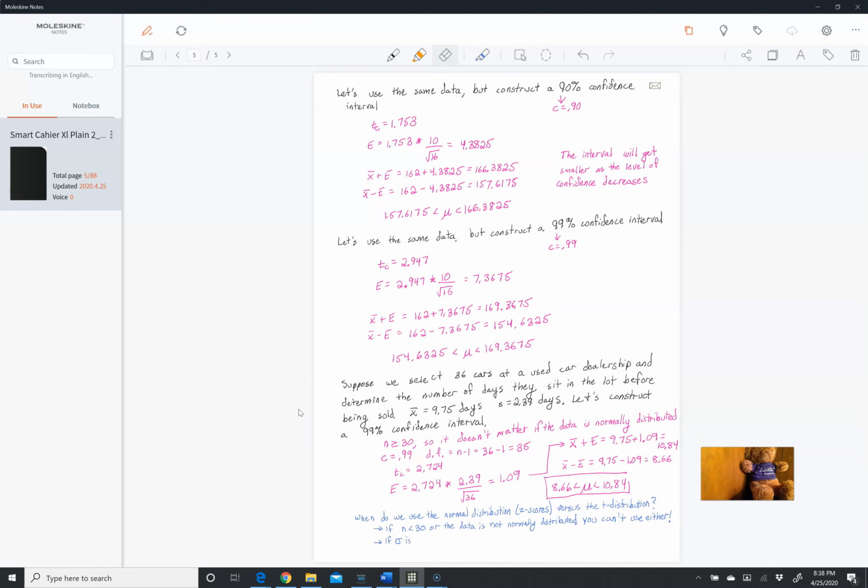If sigma is known, you use z-scores. If sigma is unknown, I wrote known. I meant unknown. Use t-values.